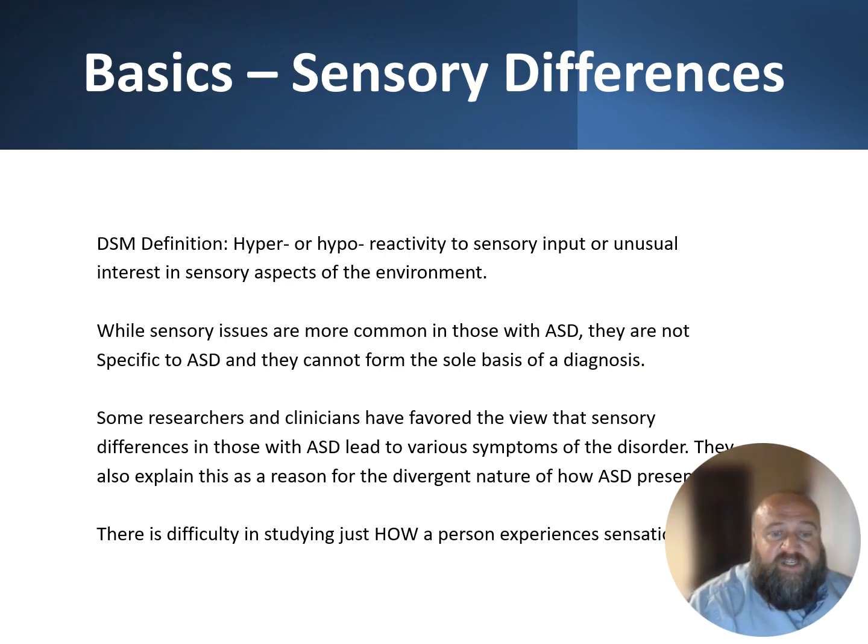Some researchers and clinicians have favored the view that sensory differences in those with ASD lead to various symptoms of the disorder. They also explain this as a reason for the divergent nature of how ASD presents. Going all the way back to that constellation model of ASD, it's not just if something's present or isn't. So it's not just that I have hyposensitivity to visual stimuli, but maybe that then leads to me avoiding eye contact, which leads to social concerns.